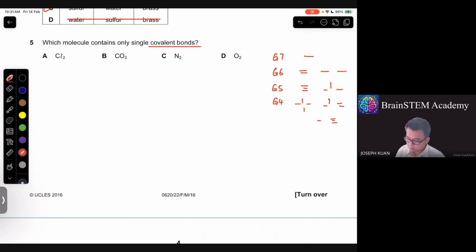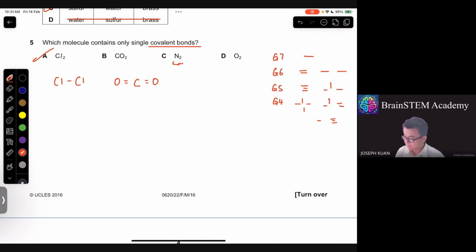So from here, chlorine is a group 7 element. So together with its partner, it will be able to form only a single covalent bond. So the answer is A. For the other particles, carbon is group 4. It forms 4 lines. And then oxygen is group 6, so it forms 2 lines. So in that sense, they form a double covalent bond each.